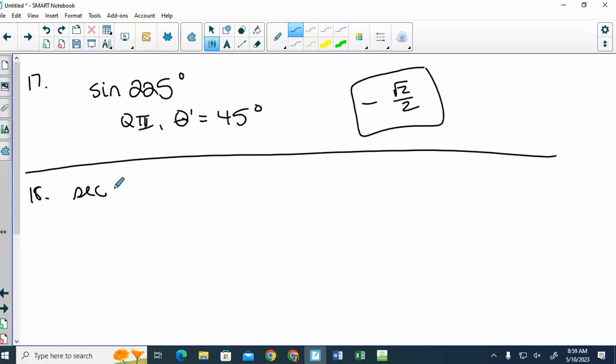18 is another unit circle question. 5 pi over 6 is in what quadrant? 2. Reference angle is pi over 6, or that's the same as 30 degrees. Okay, in quadrant 2, secant, that's reciprocal of cosine. Is cosine positive or negative? Quadrant 2 is negative. Okay, cosine of 30 is radical 3 over 2, so secant would flip it, so 2 over radical 3, or -2 radical 3 over 3.